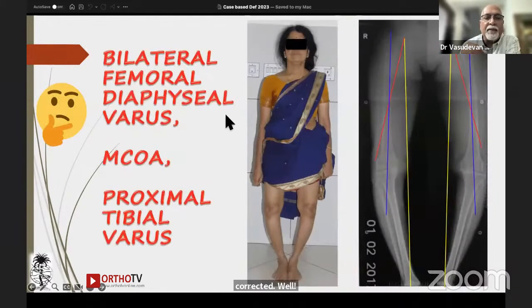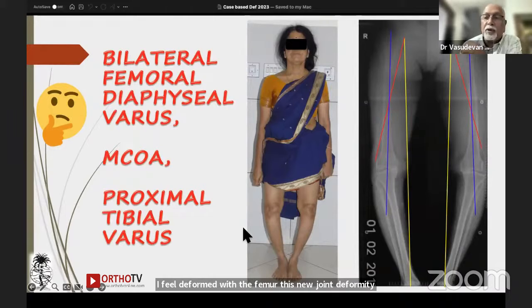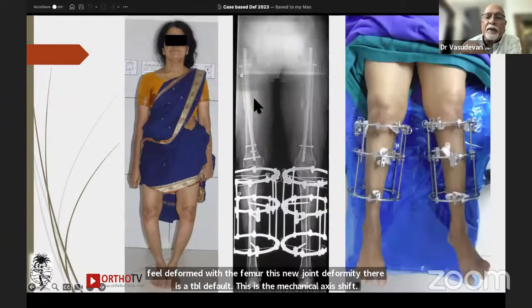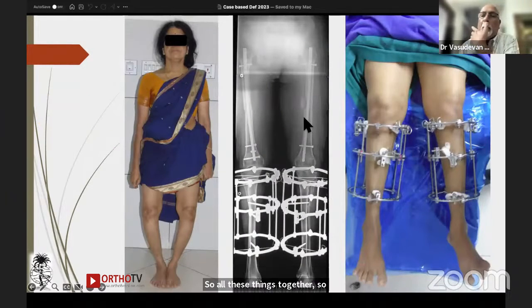So this is a bilateral case, you can see the full-length X-ray. There is a diaphyseal deformity in the femur. There is a knee joint deformity. There is a tibial deformity. This is the mechanical axis shift. So all these things together. So I did the femur correction by nail and the tibial correction by Ilizarov. This is after full correction.